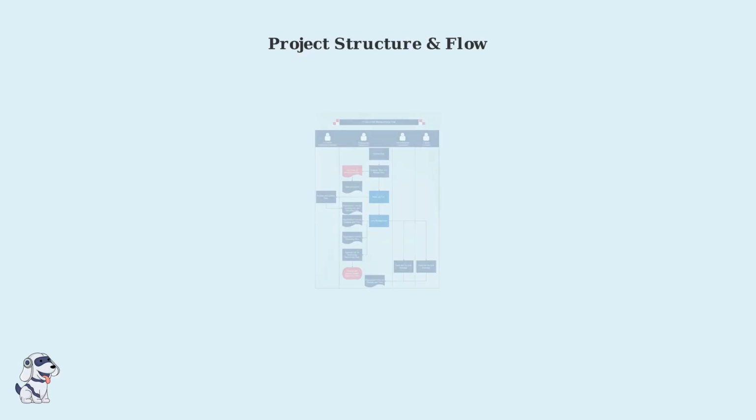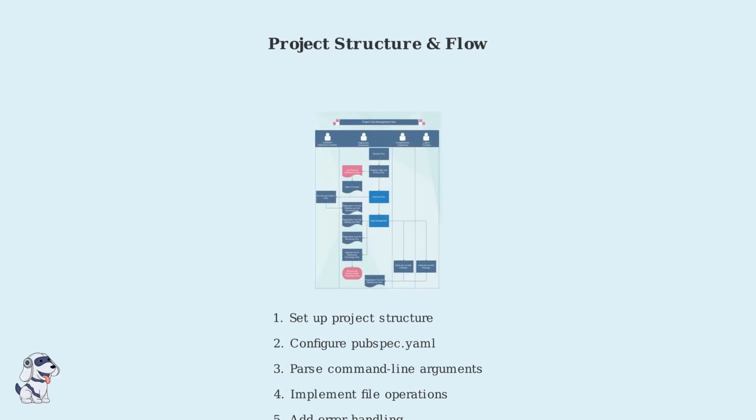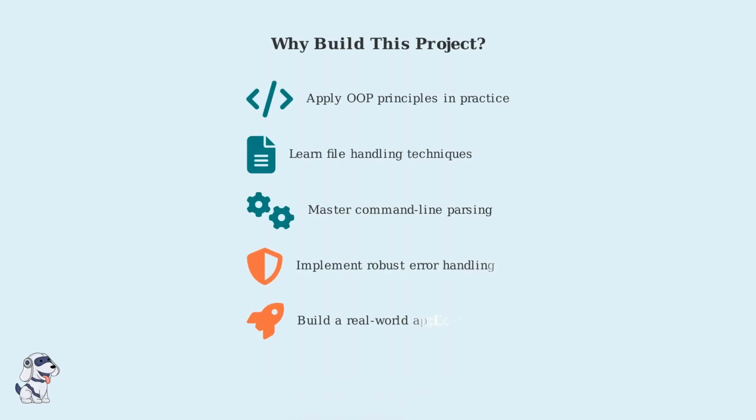Our development process will follow a structured approach. We'll start by setting up the project structure and configuring dependencies, then implement argument parsing and file operations. Finally, we'll add proper error handling and thoroughly test our application to ensure it works reliably. This project brings together everything we've learned about intermediate Dart programming. You'll apply object-oriented principles, master file handling, implement command line parsing, and create robust error handling. Most importantly, you'll have built a real application that you can actually use and be proud of.